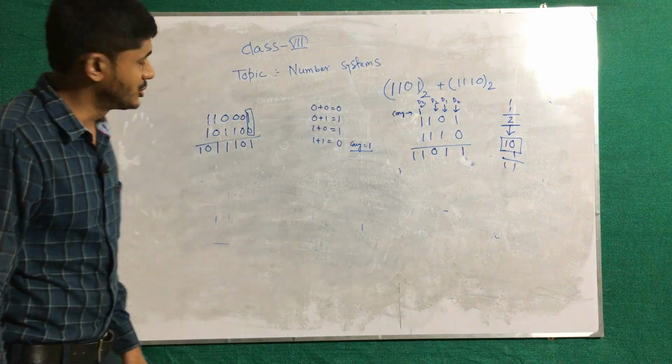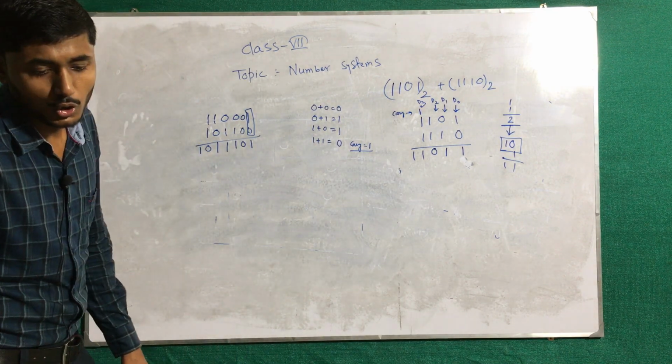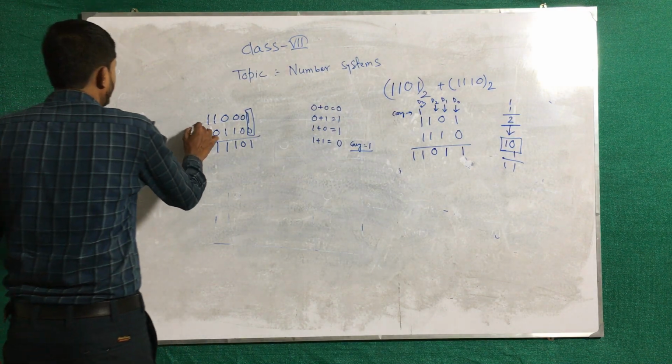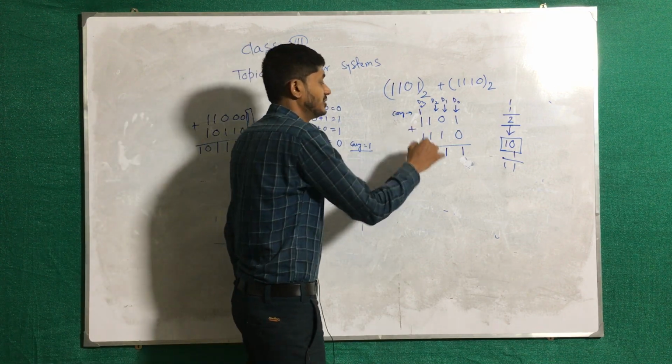So the answer is 101101. This is the actual answer of binary addition. This is the performance of binary addition.